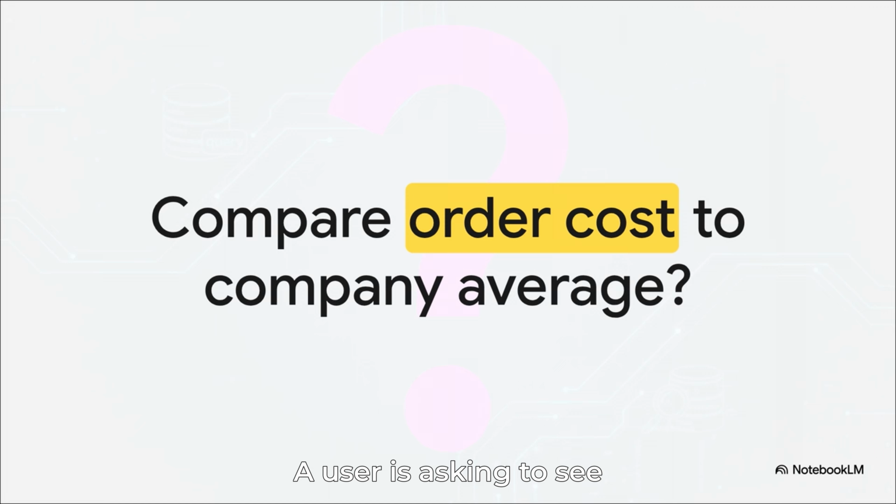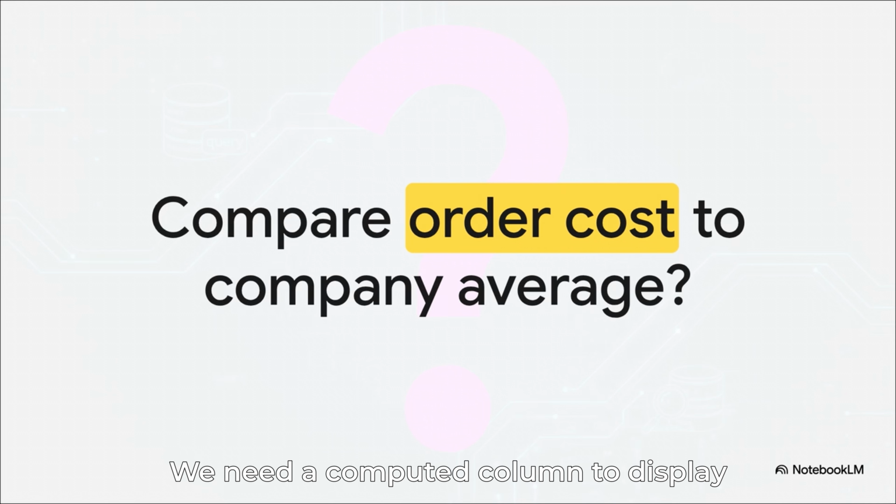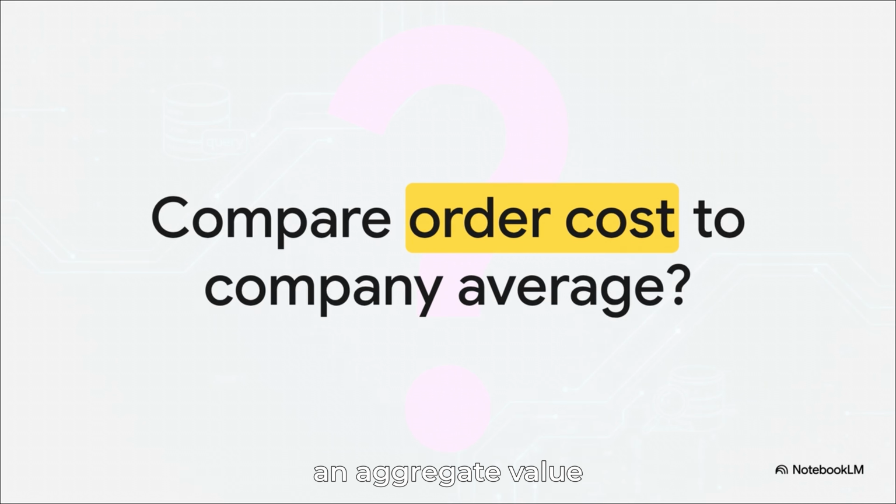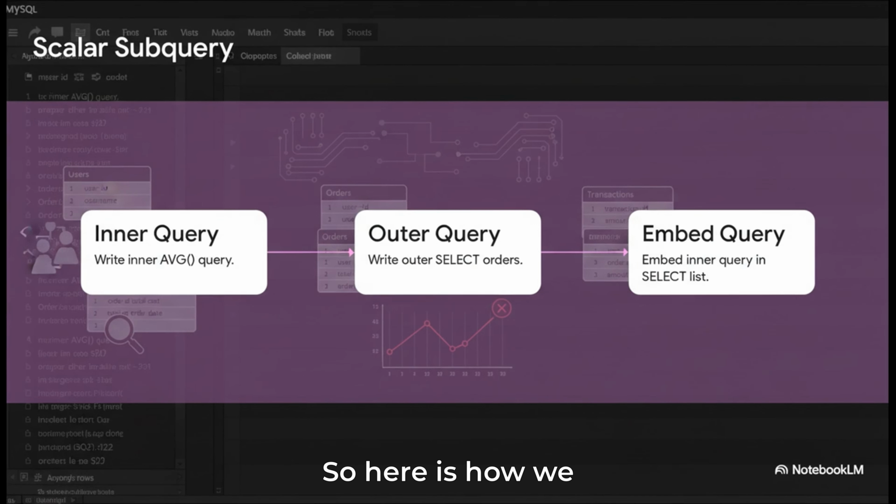A user is asking to see each order's total cost right next to the overall company average order value so they can compare them. We need a computed column to display an aggregate value alongside individual row data, and we want to do it without writing a messy, complicated join. So here is how we actually build this thing. Step 1, we just write the inner query, which is a simple SELECT AVG(total_cost) FROM orders.